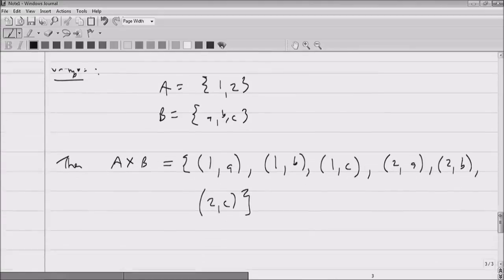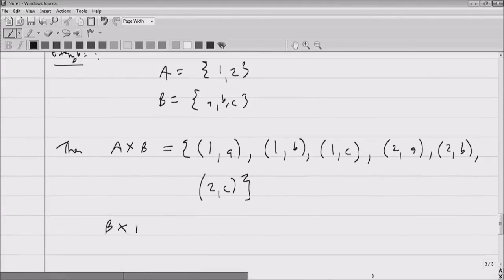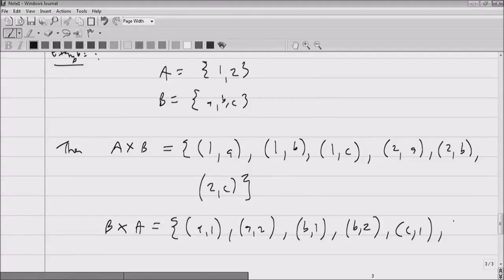If you work out B cross A, now you take the first thing from B and the second thing from A. So now this is (a, 1), and then (a, 2), and then (b, 1), and then (b, 2), and then (c, 1), and (c, 2).